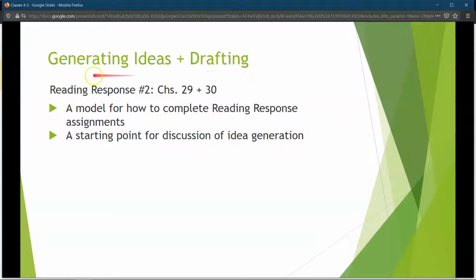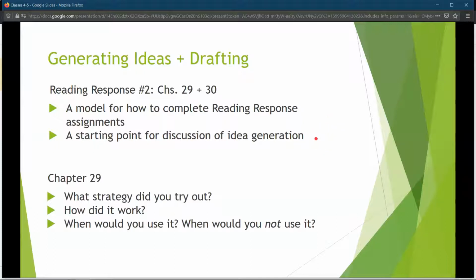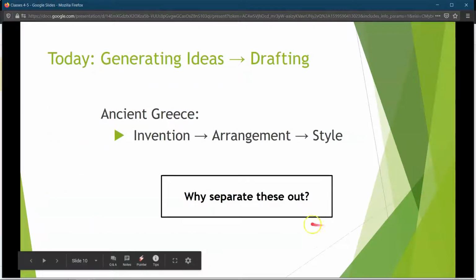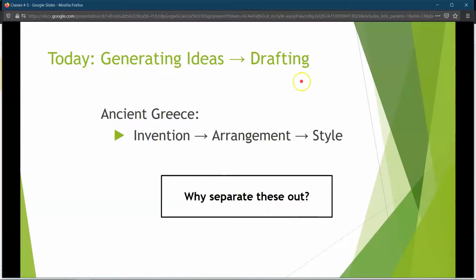So here is a quick summary of generating ideas and drafting from chapters 29 and 30. It is a model for how to complete reading response assignments or discussion boards, and a starting point for discussion of idea generation. So what strategy did you try out from chapter 29 to begin drafting or pre-writing? How did it work? When would you use it? When would you maybe not use it? So today we're going to begin generating ideas or drafting.